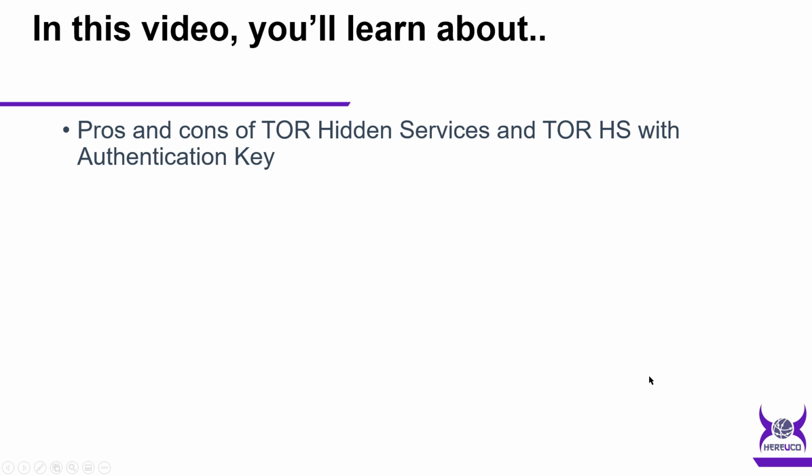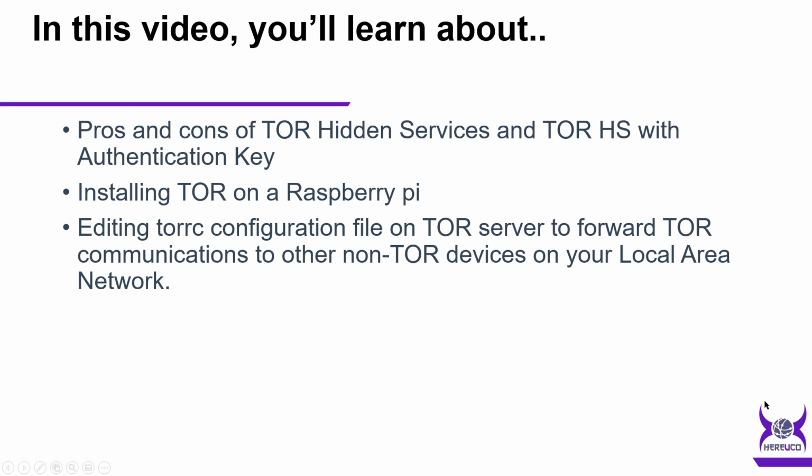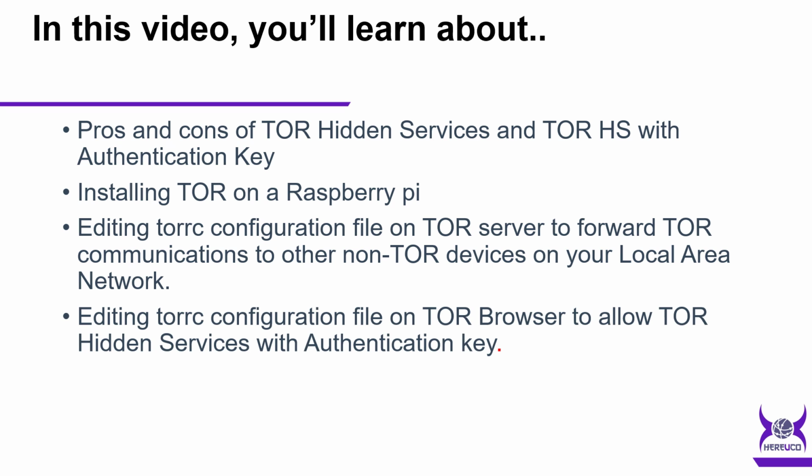In this video, I'm going to go over the pros and cons of regular TOR Hidden Services and TOR Hidden Services with Authentication Key. I'll briefly mention how to install TOR on a Raspberry Pi, which is actually quite simple. I'll go over editing the TOR RC configuration file where you put your port translations from TOR to your local area network resources that are not running TOR. I will go over editing the TOR RC configuration file on the TOR Browser so your TOR client can access your TOR Hidden Service successfully using the authentication key.